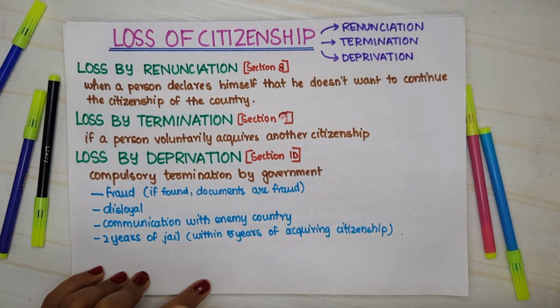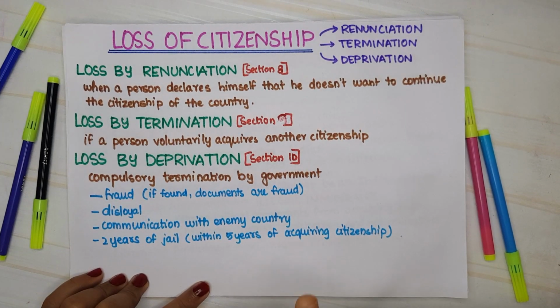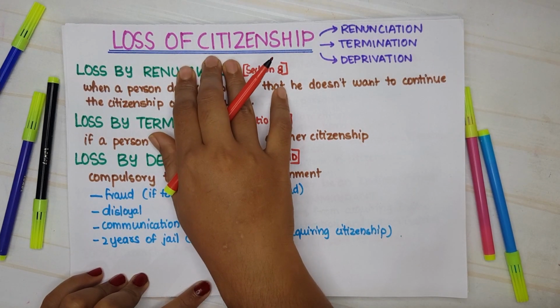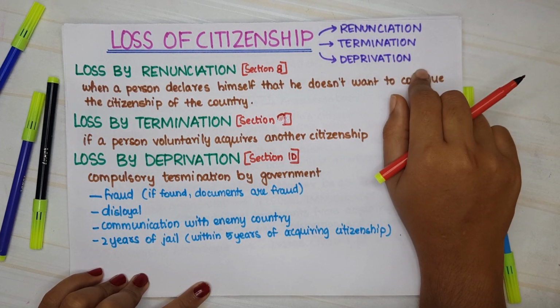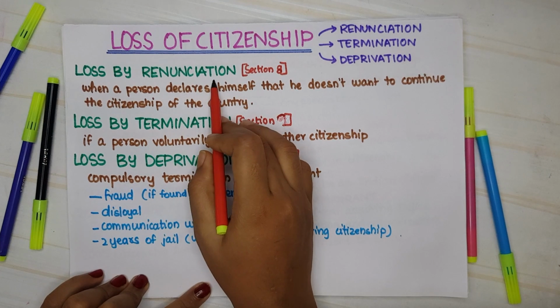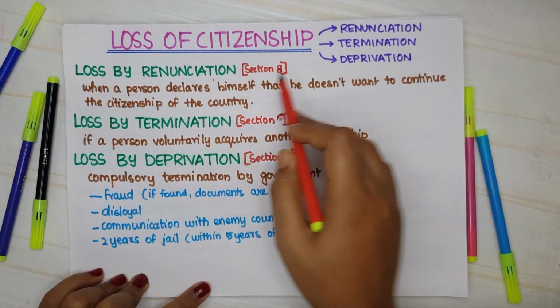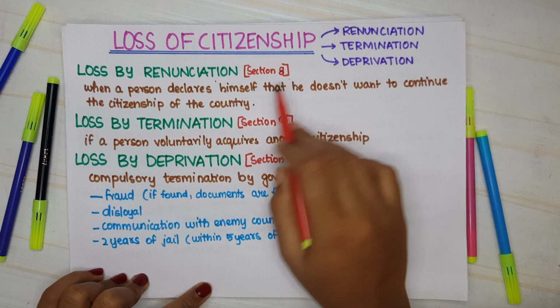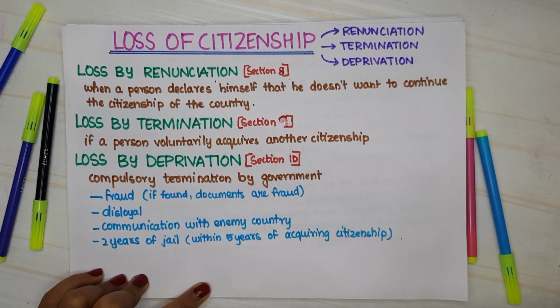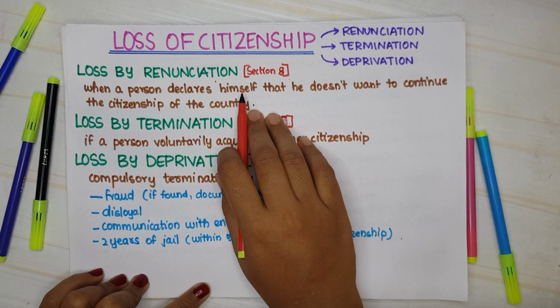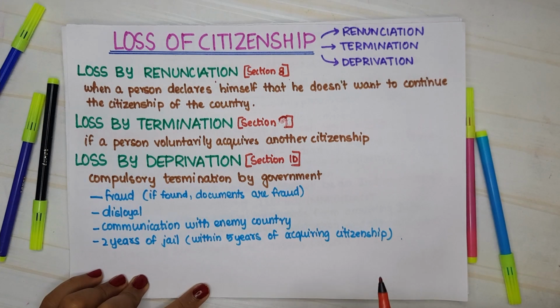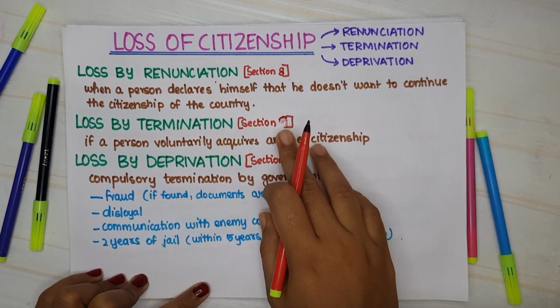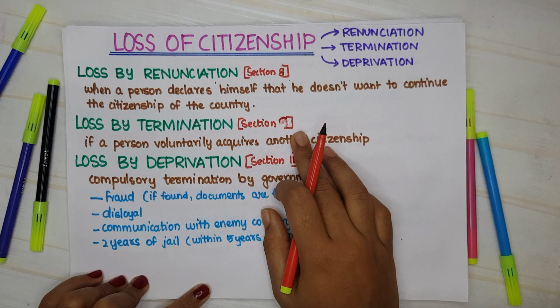Loss of citizenship. We have till now completed the different modes by which acquisition of citizenship happens. Now, moving over to the different modes of loss of citizenship, that is, renunciation, termination, and deprivation. The first one, loss of citizenship by renunciation, is addressed under Section 8. When a person declares that he doesn't want to continue the citizenship of that country, then the citizenship is lost by renunciation.